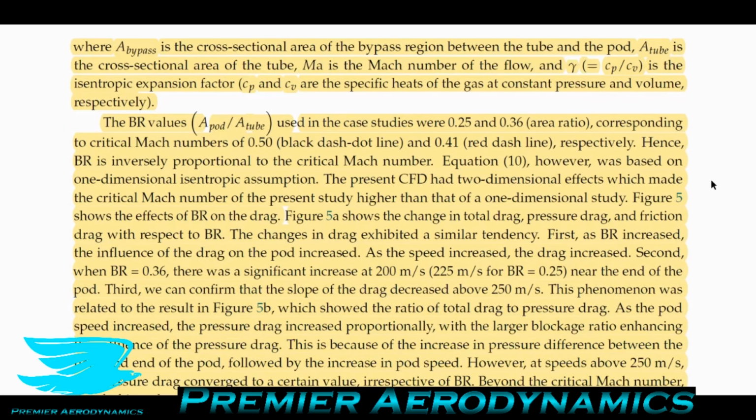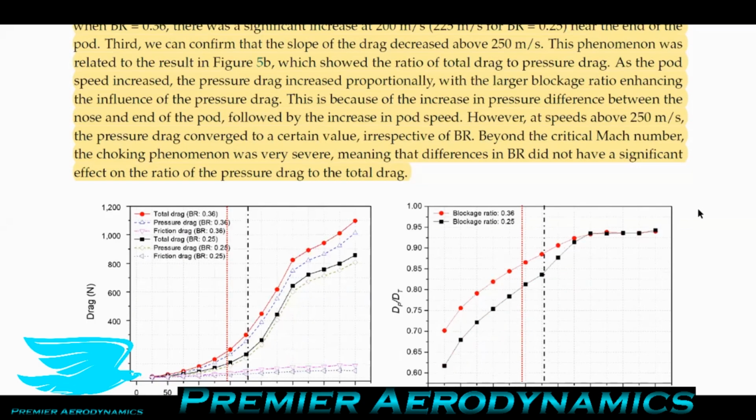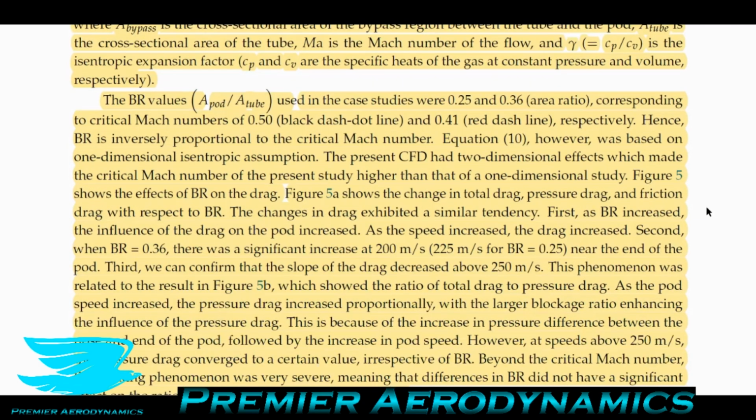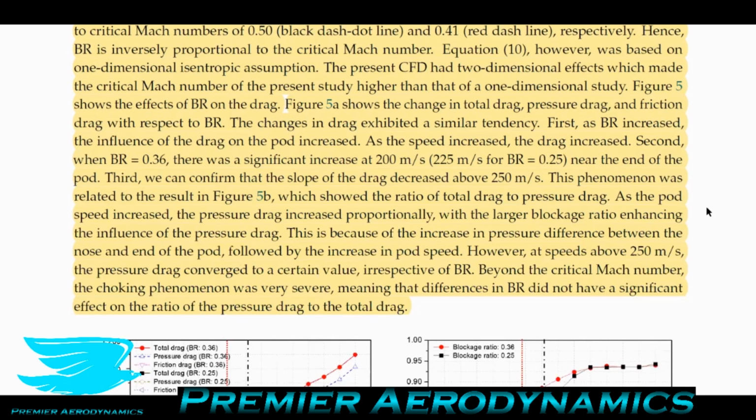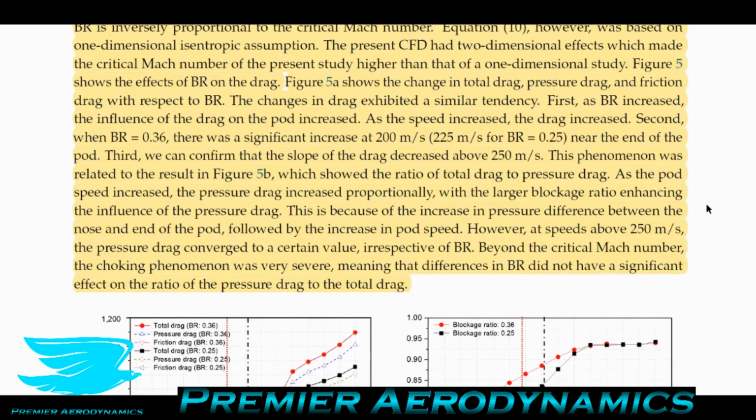Figure 5 shows the effects of the blockage ratio on the drag. Let's look at figure 5 now. Let's scroll back up. So figure 5a shows the change in the total drag, pressure drag, and friction drag with respect to the blockage ratio. So the total drag in this particular case is equal to the pressure drag plus the friction drag. In other applications, you may have other components of drag, but in this particular case, we really just have two components of drag, pressure drag and friction drag.